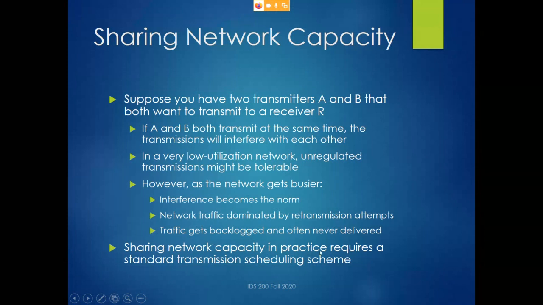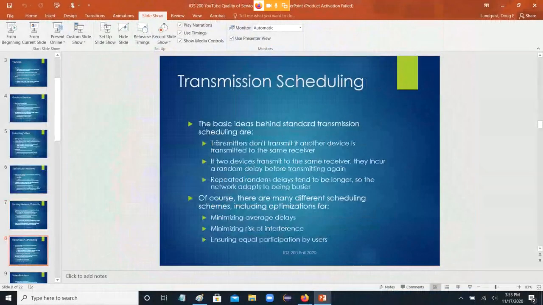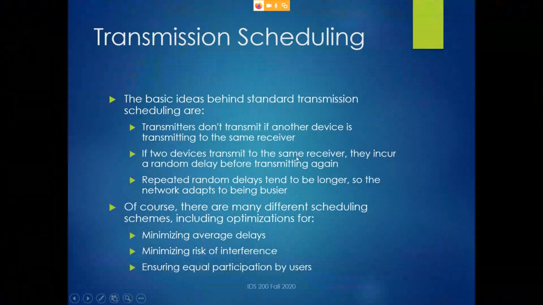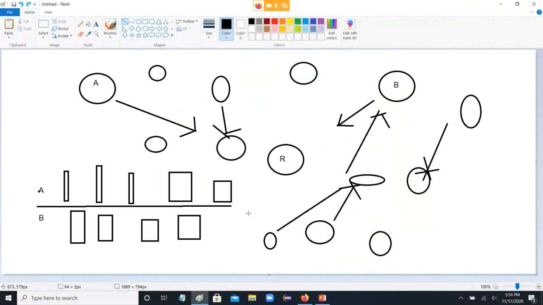So what you need to deal with that problem is some kind of transmission scheduling scheme, right? Basically, some kind of mechanism where the different devices agree to take turns transmitting. Now, the basic ideas behind transmission scheduling: number one, transmitters don't transmit if another device is currently transmitting to the same receiver. Number two, if two devices do transmit to the same receiver, they incur a random delay before transmitting again. This is what's called the binary exponential backoff scheme, one of the more widely used. I'm going to roll it back to our original, just A and B and R case.